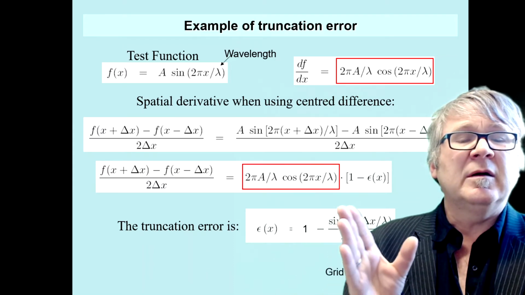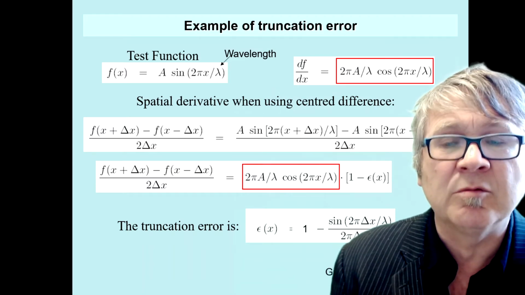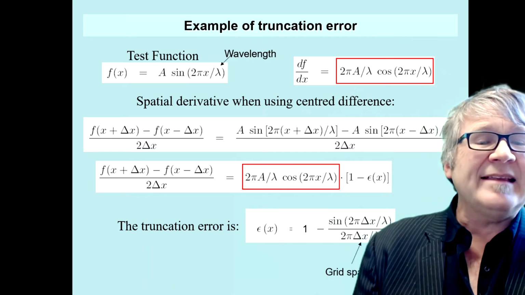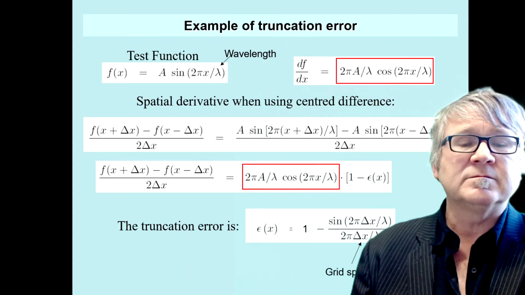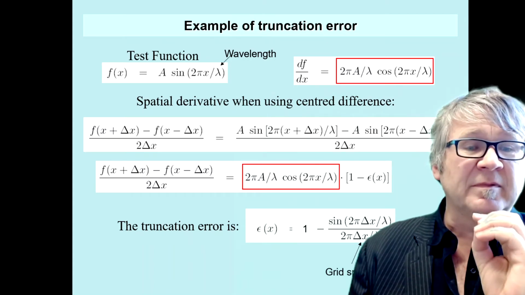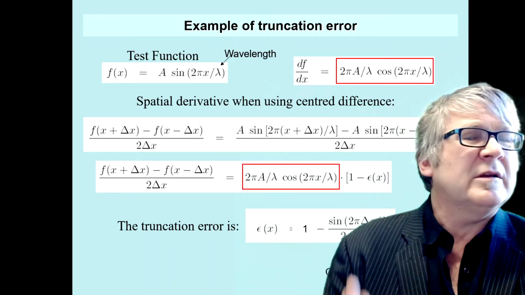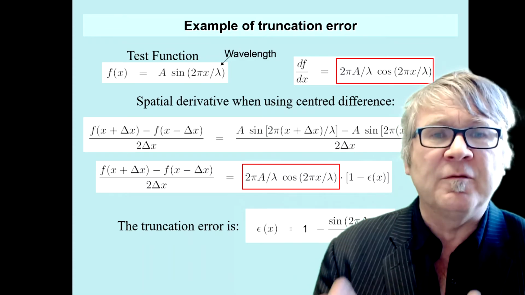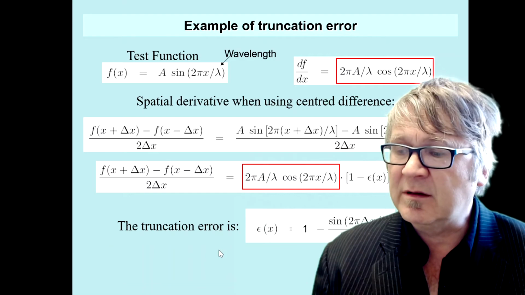It tells you how many grid points you have within the wavelength. What is your resolution? How many points do you resolve your wavelength with? So you get an error through your choice of delta x. If you know what the wavelength is, what is the rule of thumb? How many grid spacings have to fit into your wavelength? Let's have a look at that on the next slide.